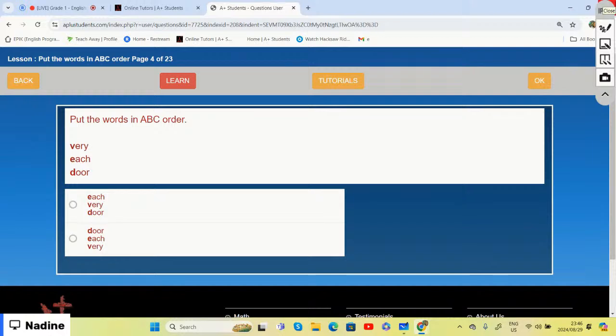And that is basically how we put words in order, by first looking at the first letters of the words in the alphabet. All right, so which means that you will have to know the letters of the alphabet A to Z and to see which one comes after each other in order to identify which word or letter comes first, especially when it comes to putting your words in ABC order in the alphabet.